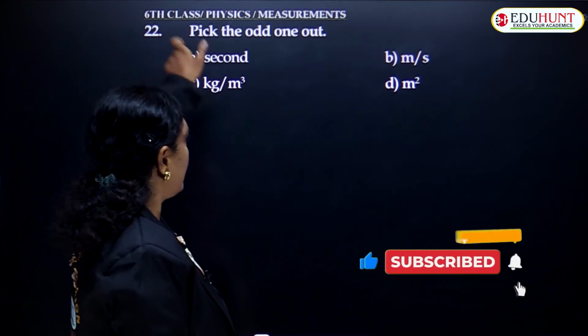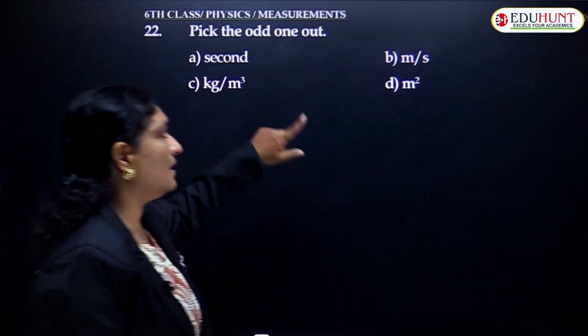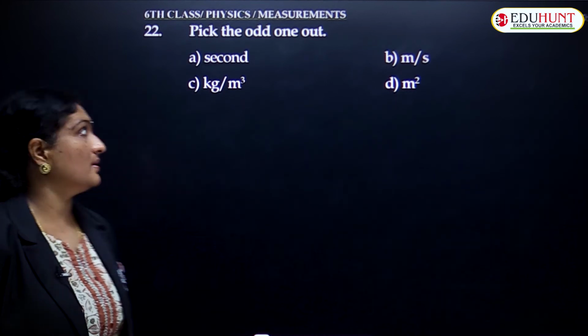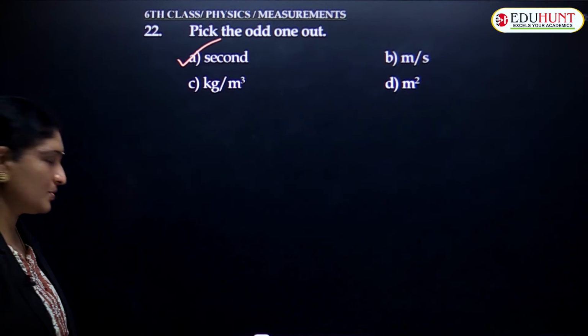Here, the second is the unit used for fundamental quantities, whereas the rest 3 are the units used for derived quantities. Hence, the odd one among them is the first option.